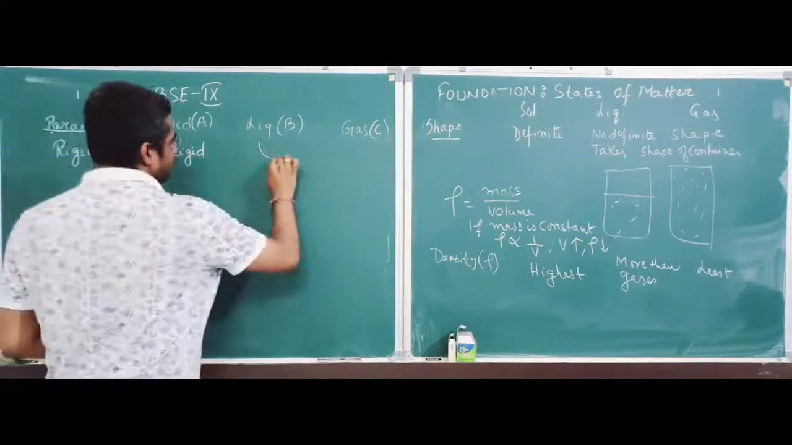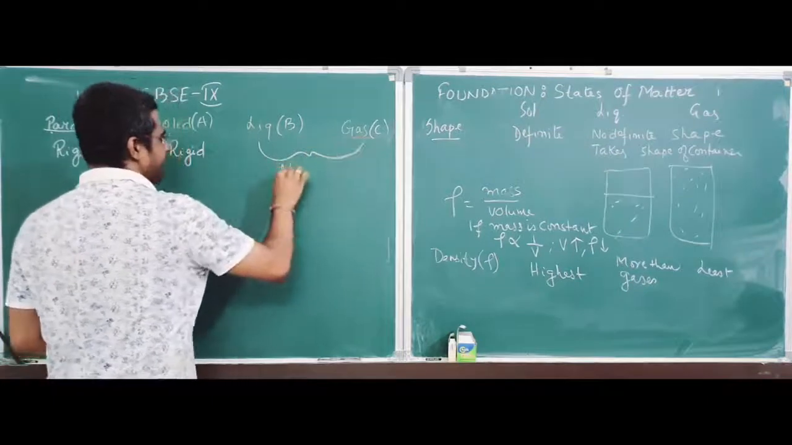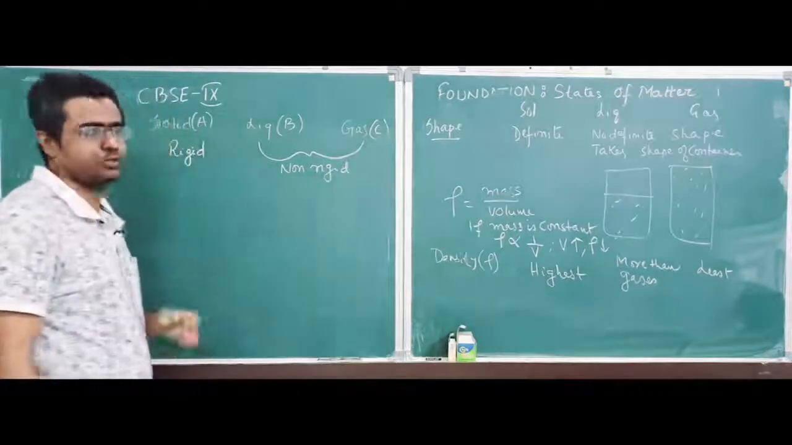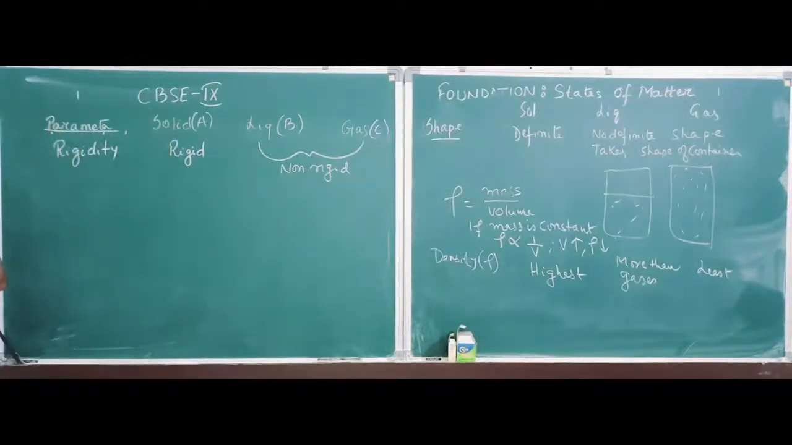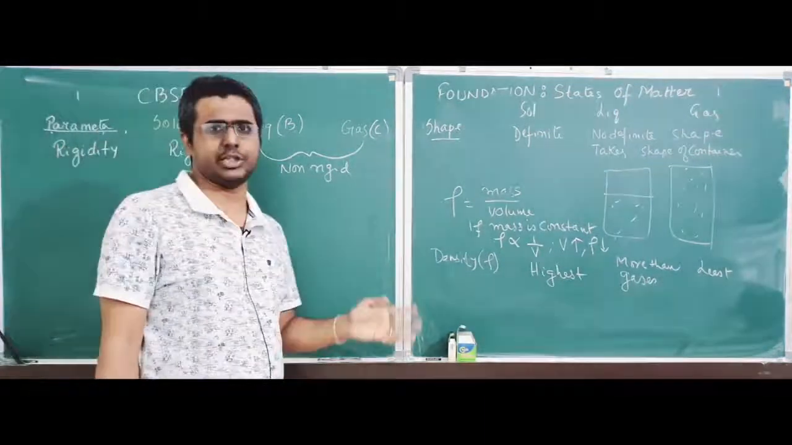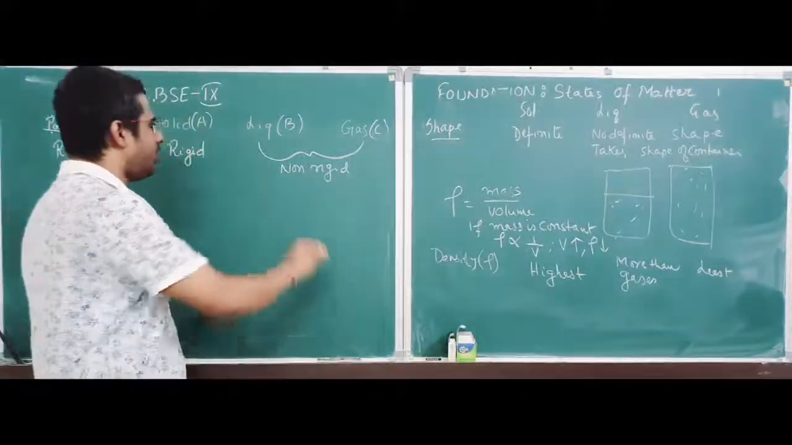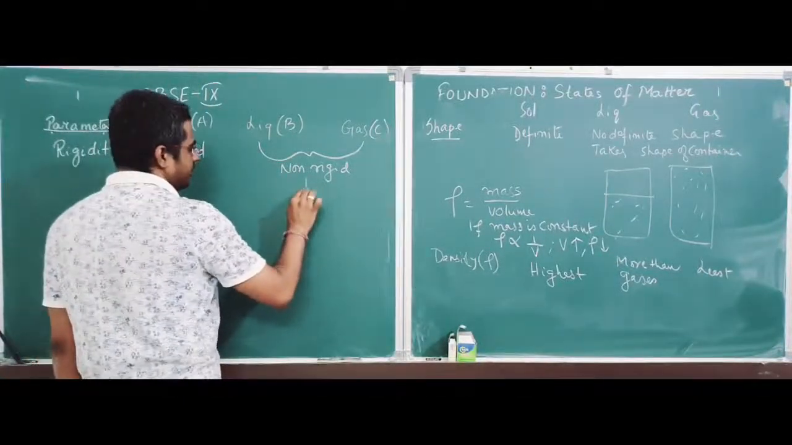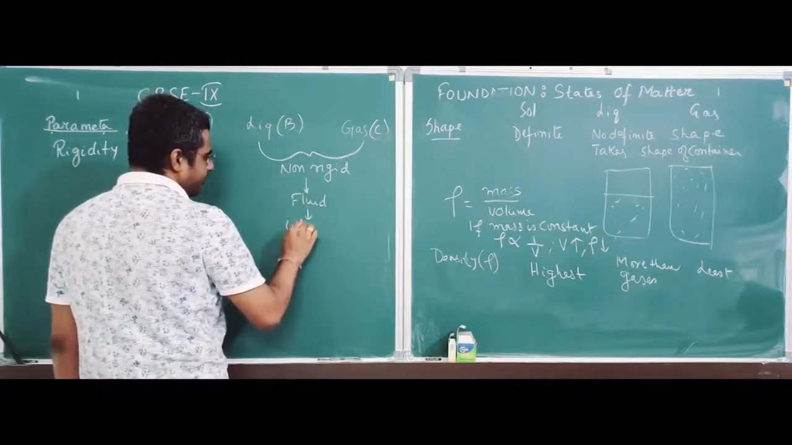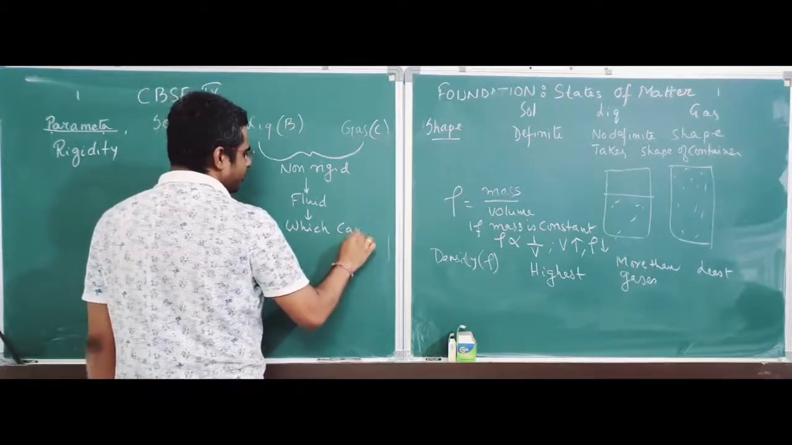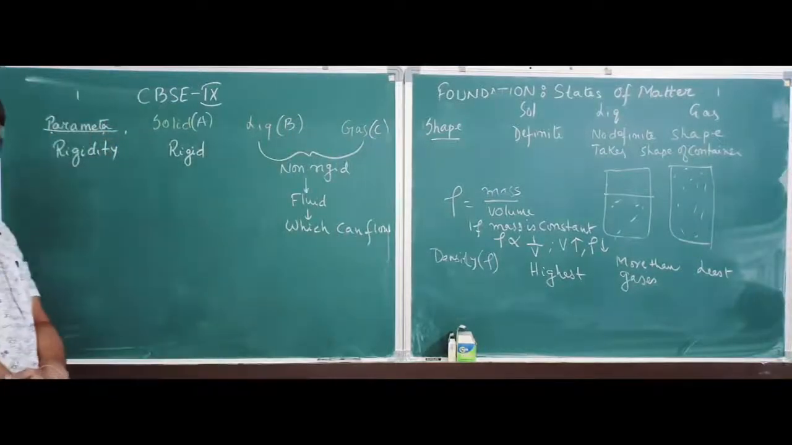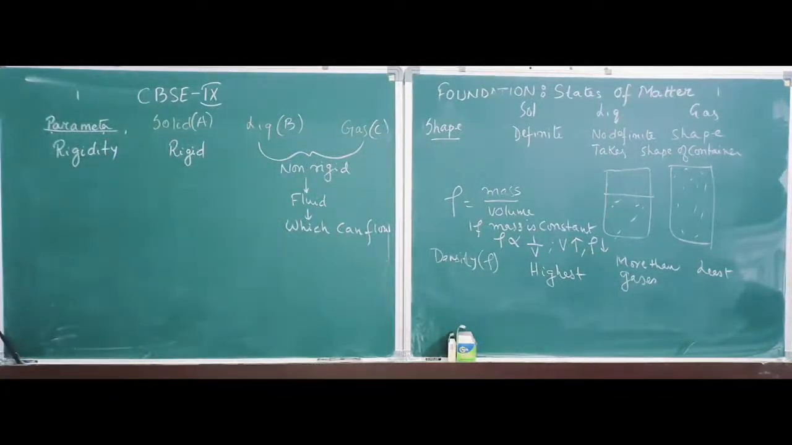These two are absolutely non-rigid, because they will change positions. The particles inside them are free to move. They are going to change position. The distance between two points or two particles is going to change when you give force. These non-rigid bodies together are called fluids because they can flow. What is a fluid? Something which can flow. Gas and liquid together are called fluids. Okay, clear guys?